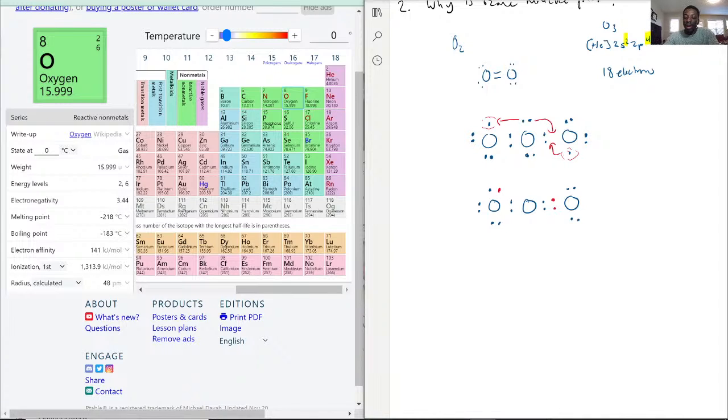So if we count, we have 2, 4, 6, 8, 10, 12, 14. I think I'm missing. Oh, in the center, yes. 14, 16, and these will still be our 18. Just down here to mimic what we had up there. So exactly, that will be the Lewis structure for ozone.